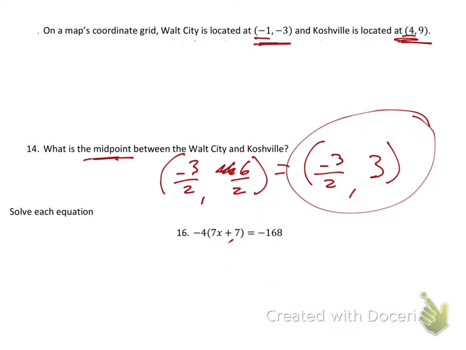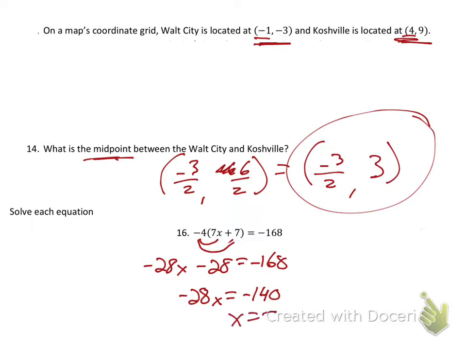I already know what I did wrong. So -4 times 7 is -28x, and then -4 times 7 is -28. It's equal to -168, and then we're going to add 28. So -28x is going to be equal to -140. Then I'm going to divide that by -28, and I get x is equal to 5, and that's it. All right, so this is a little bit trickier.